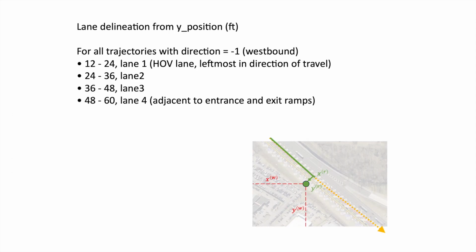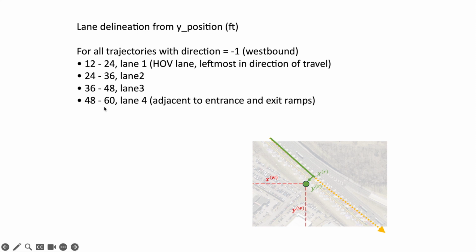Okay, so this gives us a coordinate system. The roadway coordinate system has roughly constant lane positions within our I-24 MOTION testbed. So in the westbound direction, from y equals 12 to y equals 24 feet is going to roughly be the innermost lane or the HOV lane. From 24 to 36 feet is roughly going to be lane 2. From 36 to 48 feet is roughly going to be lane 3. And then from 48 to 60 feet is roughly going to be lane 4.